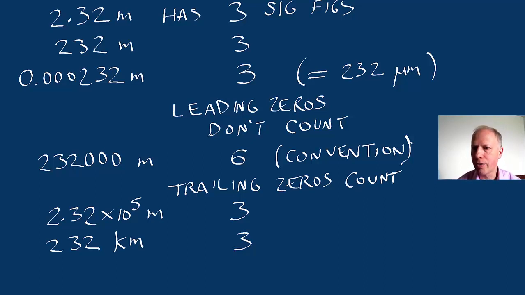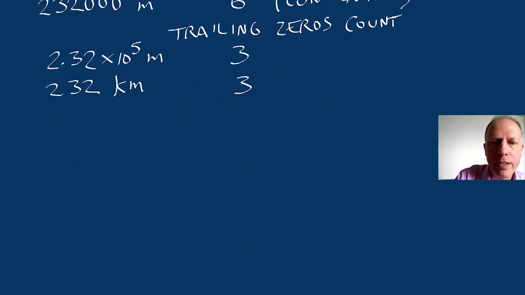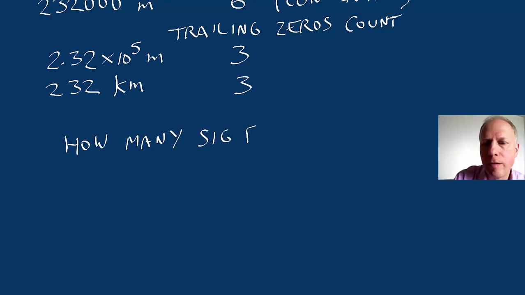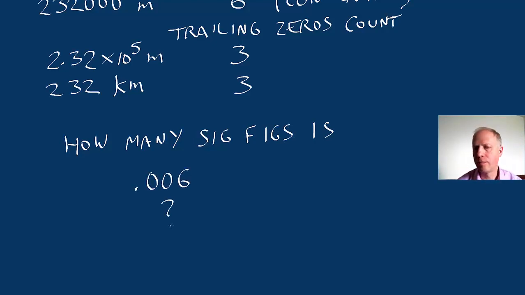So let me ask you a question. How many sig figs is there in 0.006? The answer is 1.